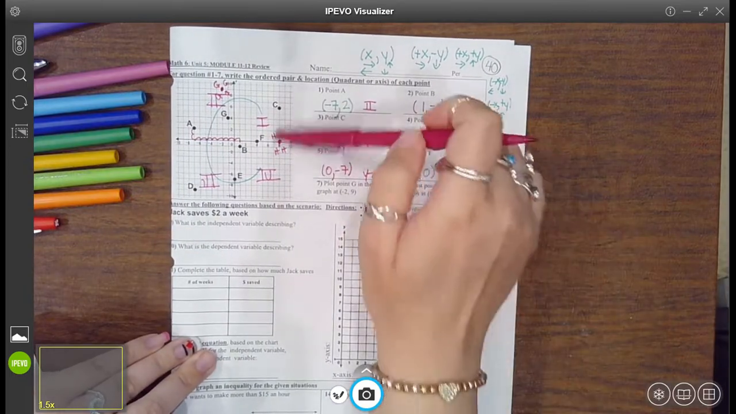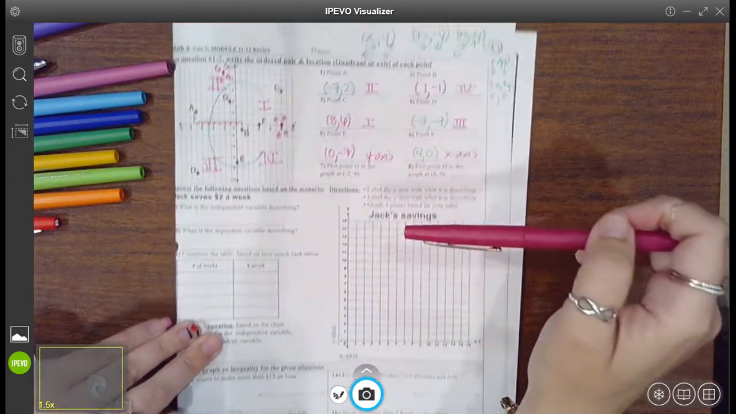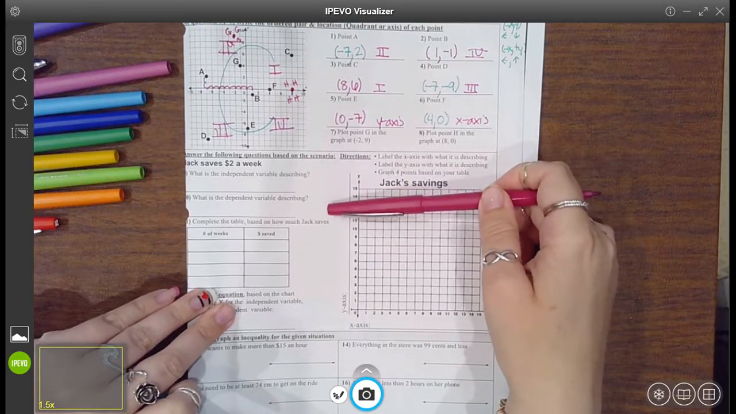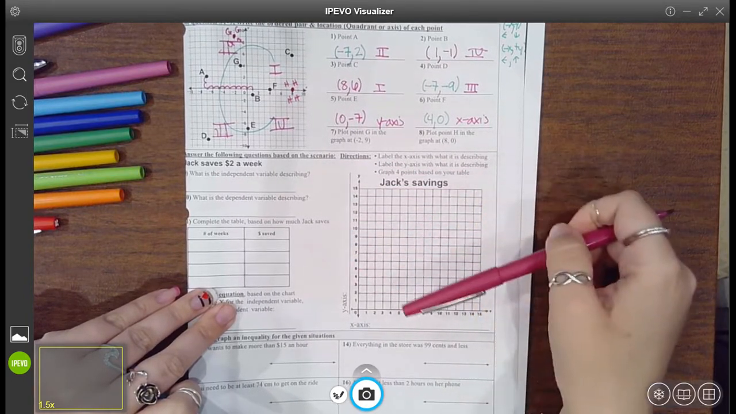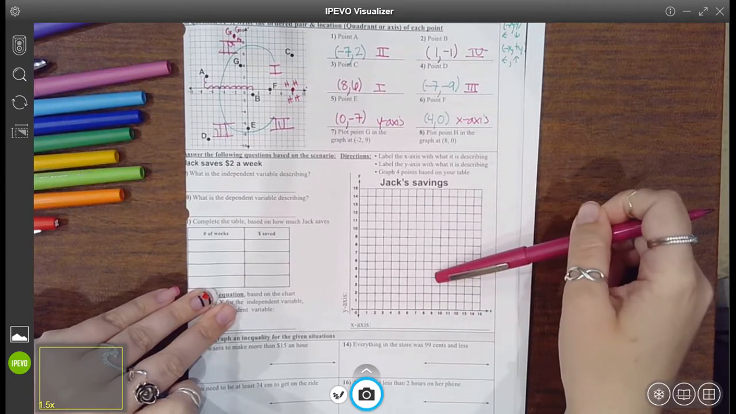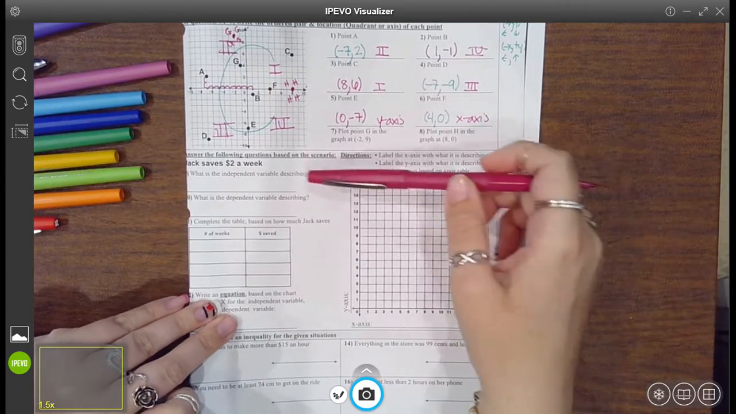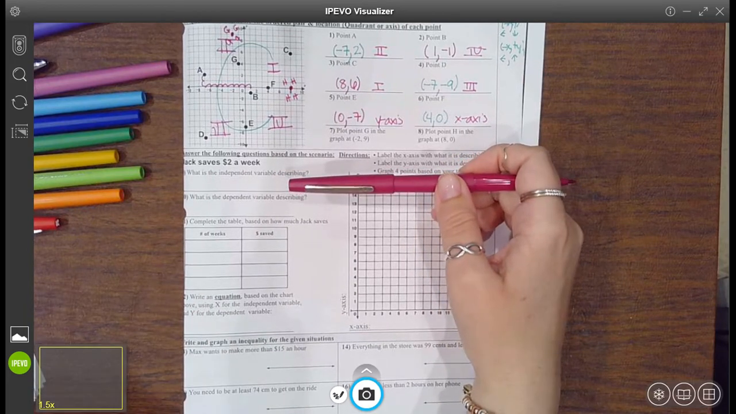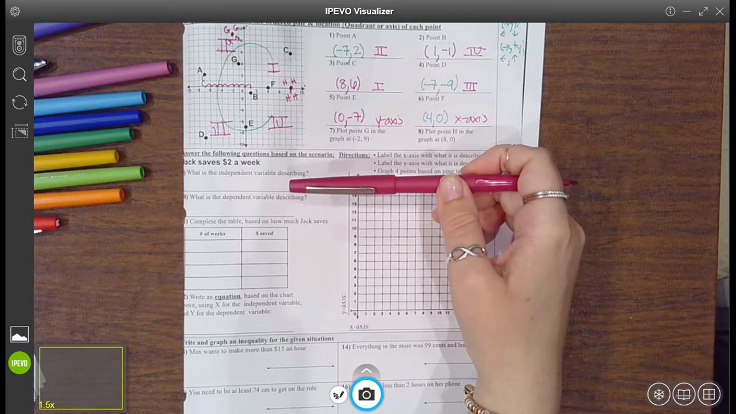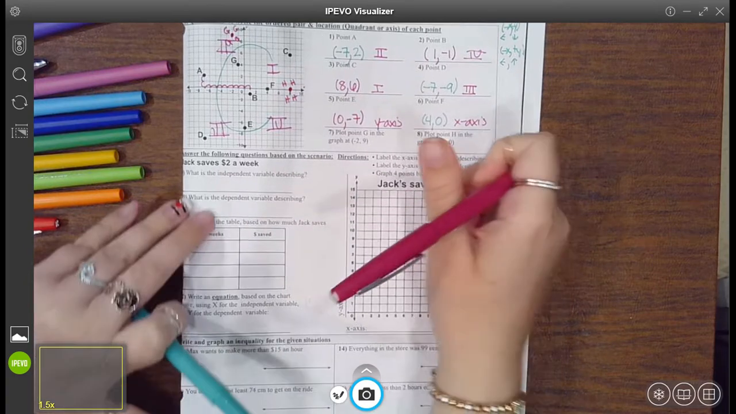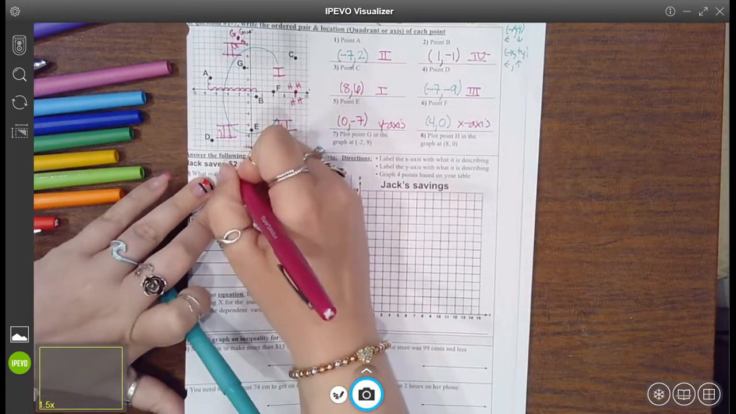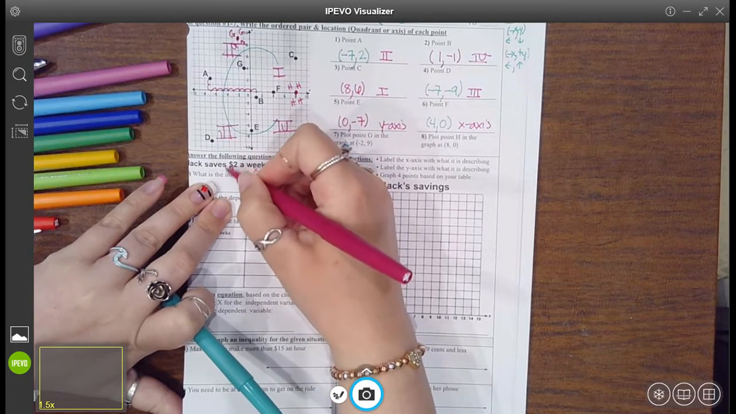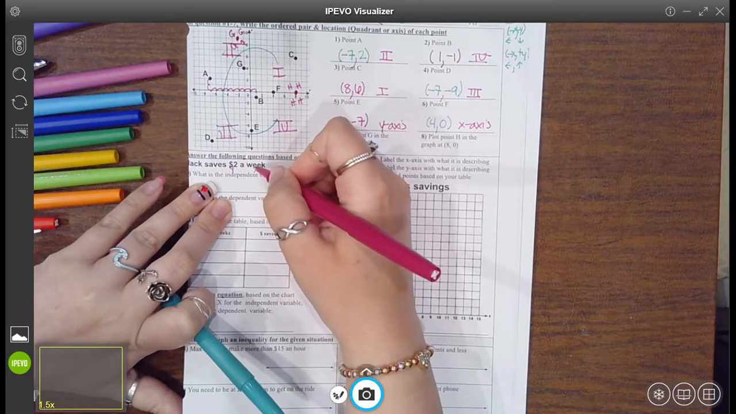Now you've mastered graphing on the coordinate plane. Let's focus, if they give you a word problem, on identifying the independent and dependent variable, filling out a table, and all the parts of graphing. Okay. The word problem says Jack saves $2 a week. That sounds like the rate to me. Remember that the rate usually divides it up as Y per X. So it's the money per week.